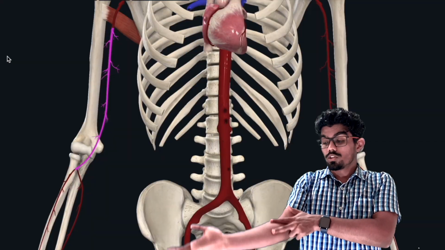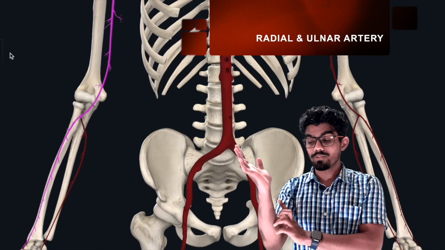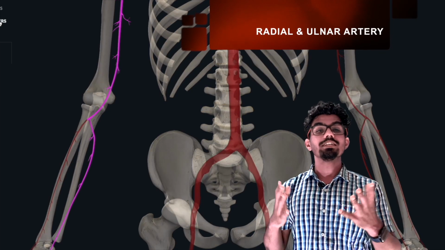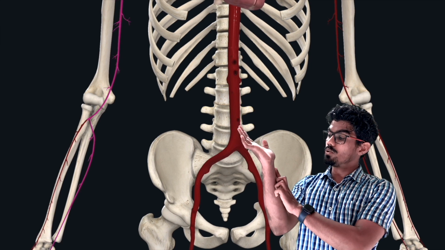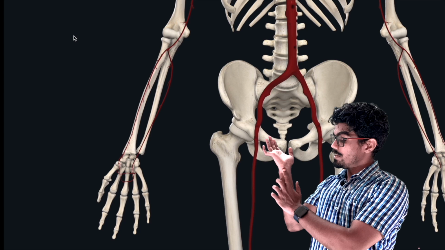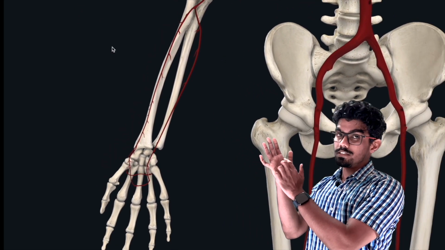The brachial artery at the cubital fossa divides into two terminal branches. The one which goes laterally is called the radial artery, whereas the one which goes medially is called the ulnar artery. Clear? Now look, the radial artery goes like this and the ulnar artery goes like this.